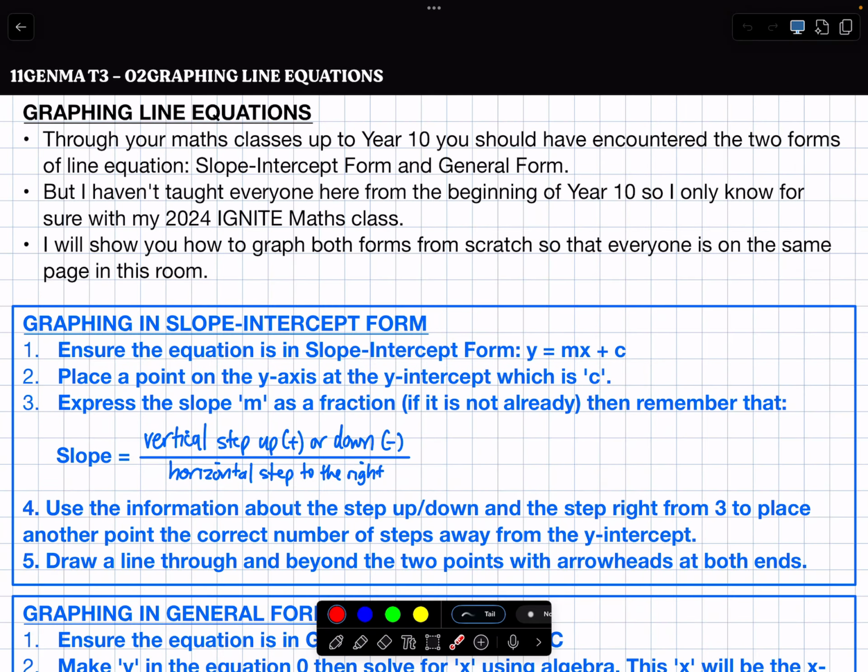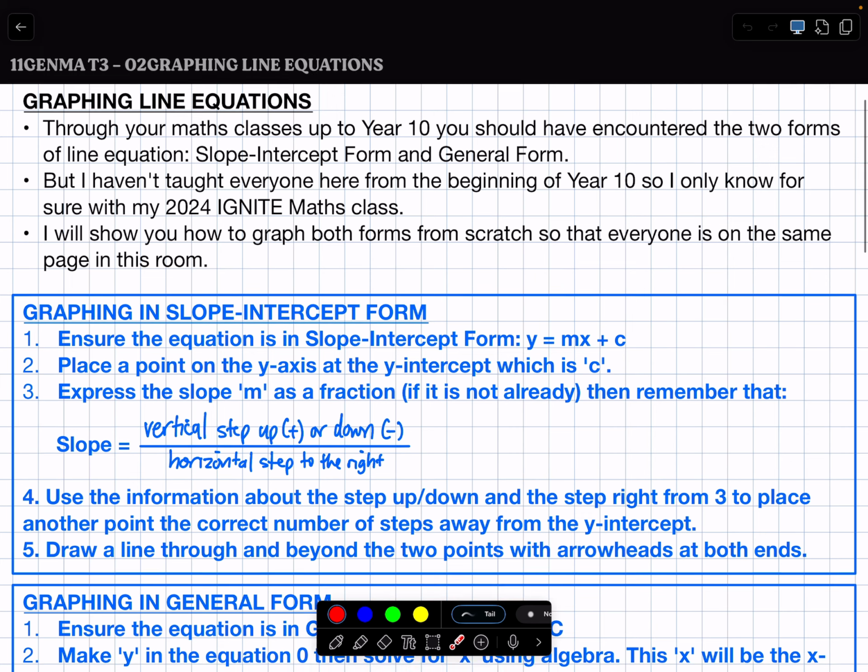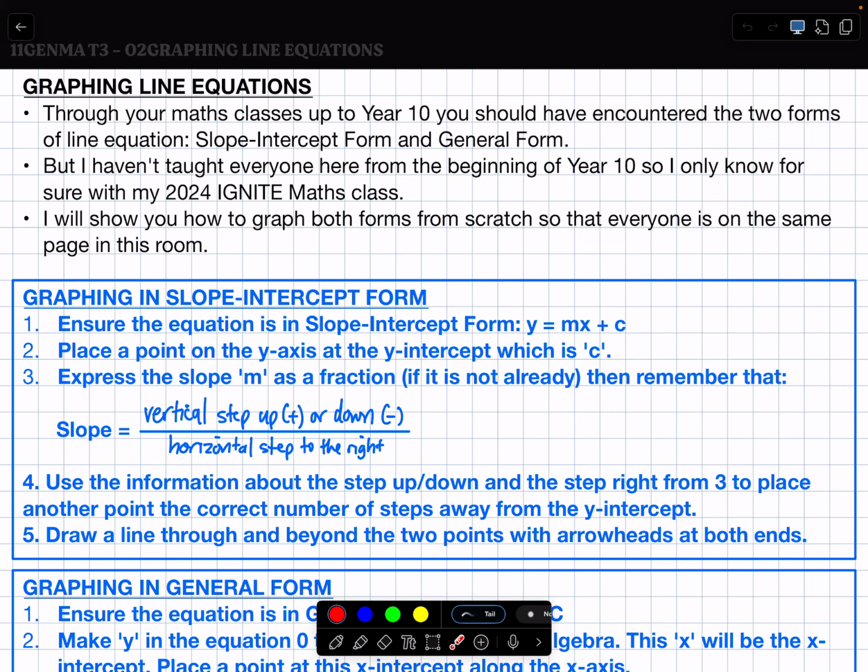All right, graphing line equations. Through your maths classes up to year 10, you should have encountered these two forms of line equation, slope-intercept and general form. I haven't taught everyone here from the beginning of year 10, so I only know for sure it's the 2024 10 Ignite Maths kids that I did it properly for. The mainstreamers I got late in the year, so I don't think I taught you this.